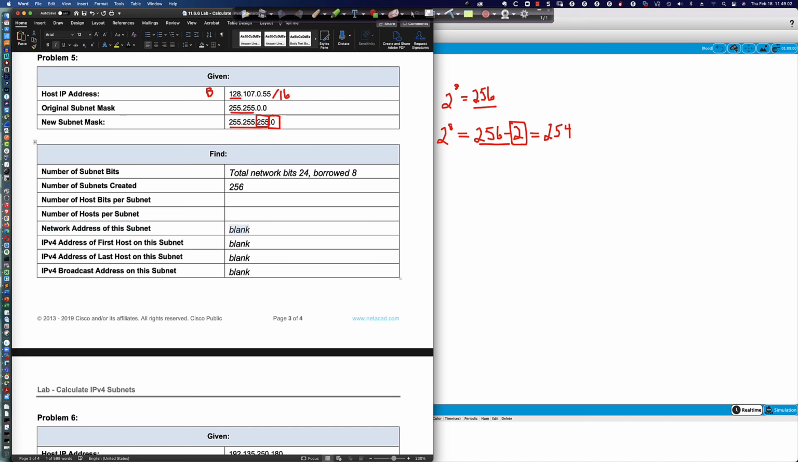Network address of this subnet. Well, that's already sitting right up there. It's going to be really easy, 128.107.0.0. And that is the network address of the subnet. IPv4 address of the first host on the subnet is going to be 128.107.0.1. The last host address is going to be 128.107.0.254, right? Because we know that the last address, 128.107.0.255, is our broadcast address.